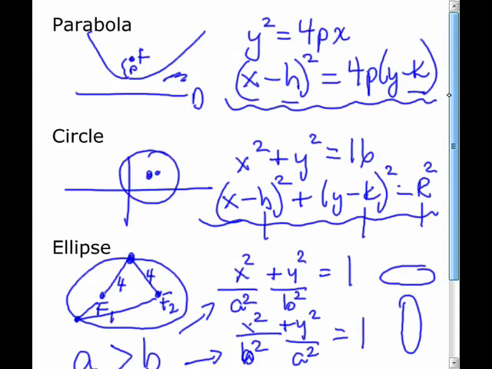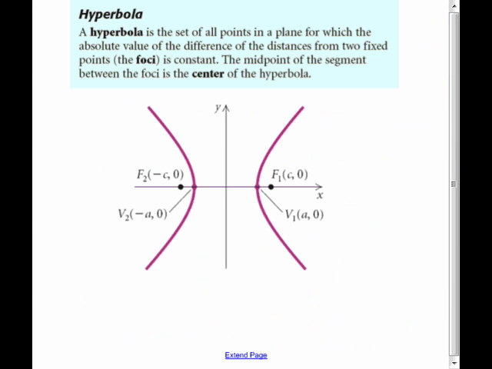So that's the same kind of thing that we're going to look at today with hyperbolas. So here is a normal looking hyperbola. This is one that has as its axis of symmetry the x-axis. And of course we're going to have another one that's upside down, or that is on the other axis.